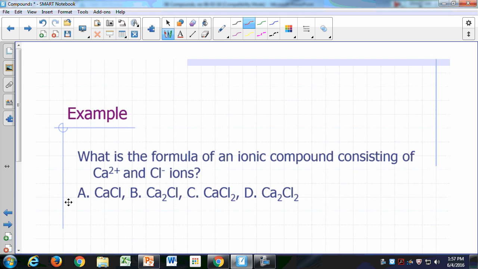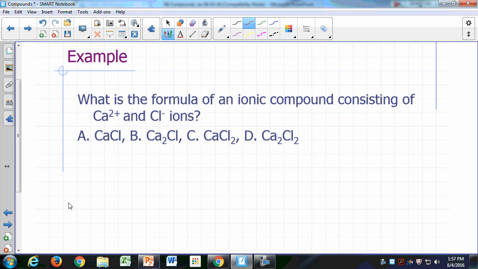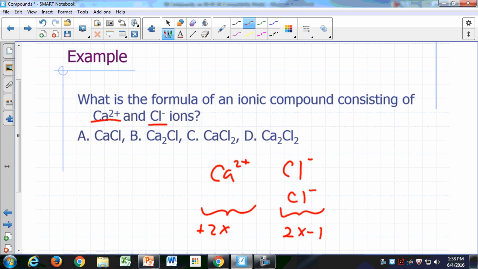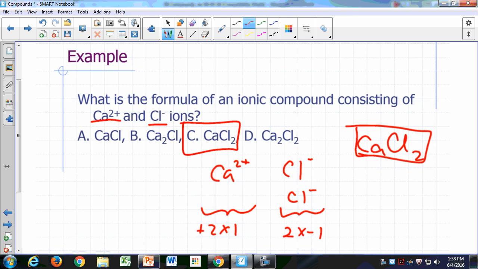Okay, so let's illustrate that with these examples. What's the formula of an ionic compound consisting of calcium and chloride ions? Okay, what's the formula it's going to be? You're going to need 2 chlorides, right? 2 of the negative 1s, 1 of the plus 2, to have a total charge of 0. A plus 2 and 2 negative 1s. So the formula for this compound is CaCl2. The correct answer here is C.